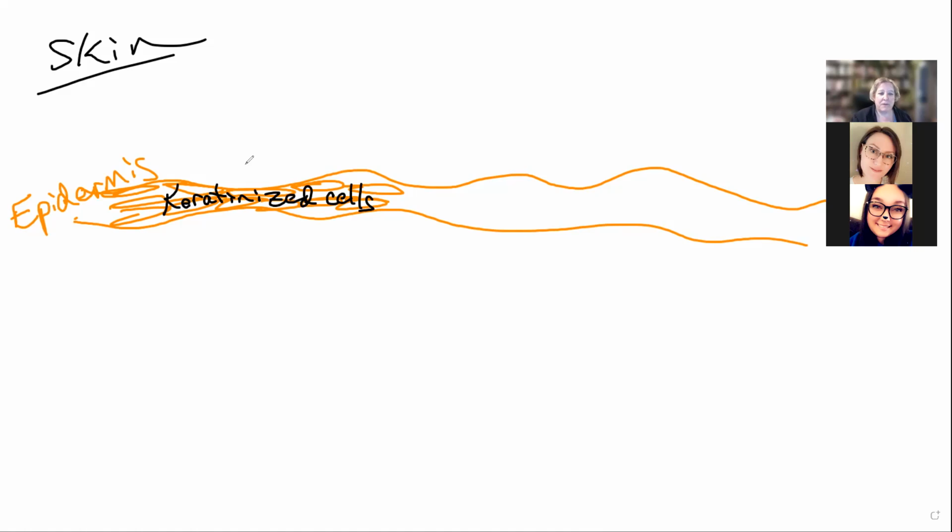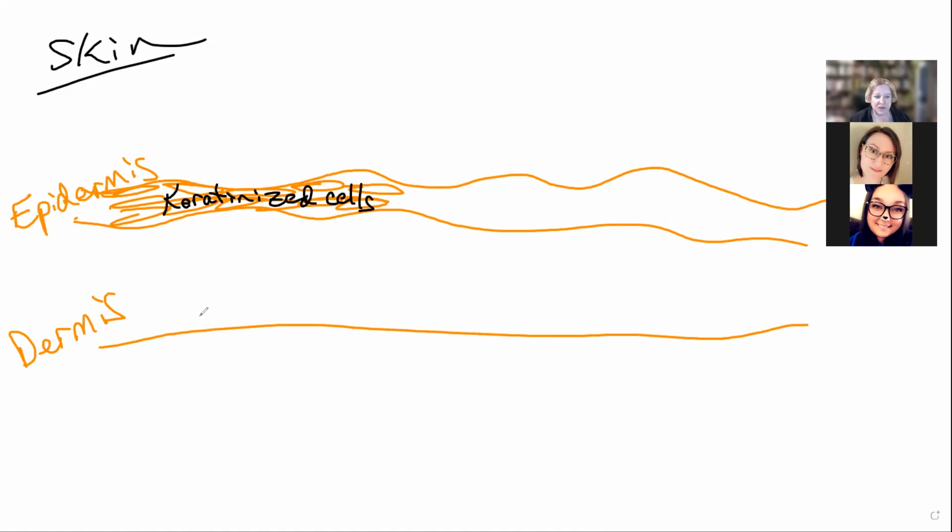Now, further down, we have the dermis. And we have living tissues there, or living cells. So we've got progenitor cells that are attached to the basement membrane. As they divide and move up, they become more and more flattened and keratinized until they get up to the top. Now, you've got all sorts of other shapes and sizes, but that's as much detail as we're going to go into in this class.